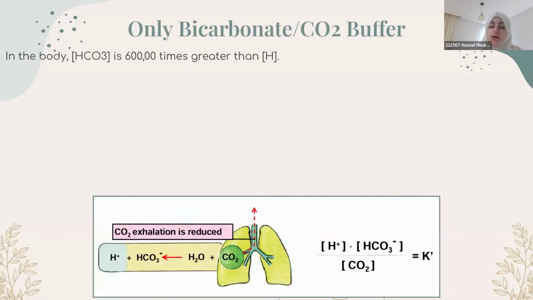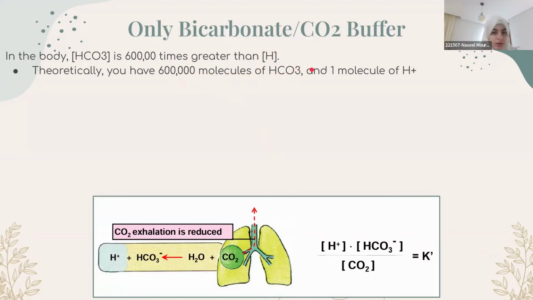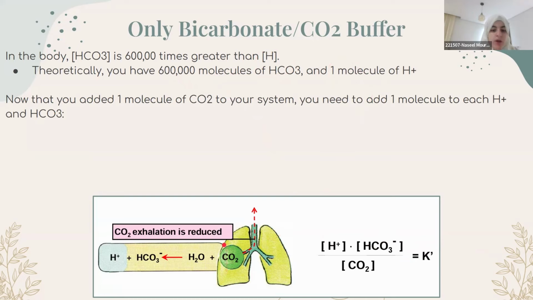Now, here are some crazy numbers. The bicarbonate concentration in the body generally is 600,000 times more than the concentration of H+. So let's say theoretically that you have 600,000 molecules of bicarbonate in the body and you'd only have one molecule of H+. Okay? Now, we said that we added one molecule of carbon dioxide to the system. If you add one molecule of carbon dioxide to the system, it's going to go through this reaction and produce what? One bicarb and one hydrogen. Okay, so then you're adding one, so you're getting one of each in the reaction.